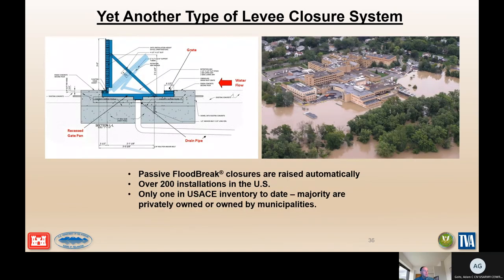Another type of closure system is the flood break closure. They are raised automatically. It's a passive system. And there's only one in the USACE inventory to date. That's in Indianapolis, Indiana. I don't believe that contract's even been completed yet. The example on the right is Lourdes Hospital in Binghamton, New York. They have 11 of the flood break closures in them. They were installed, I think, in 2010.